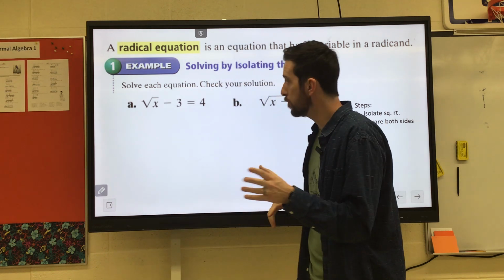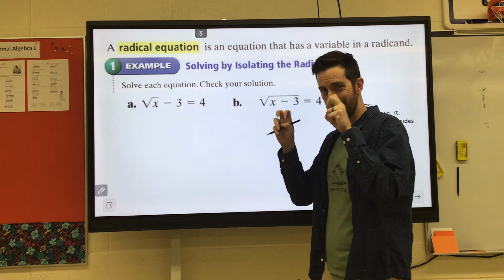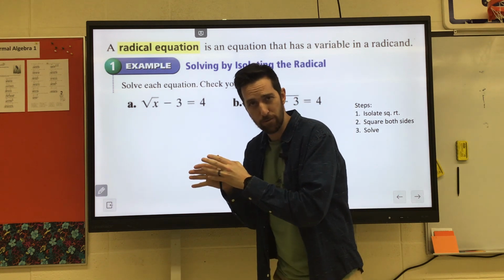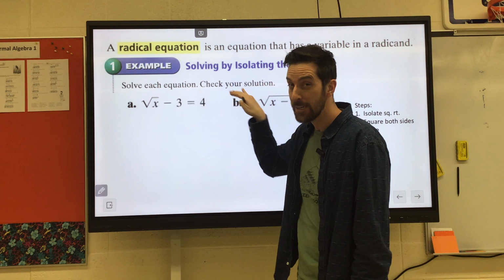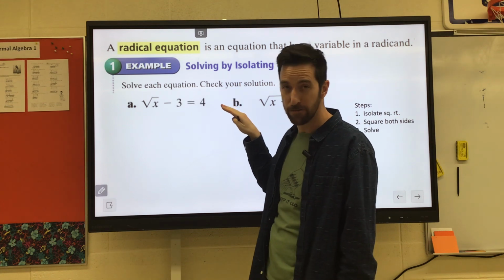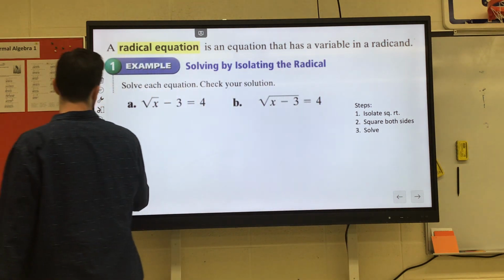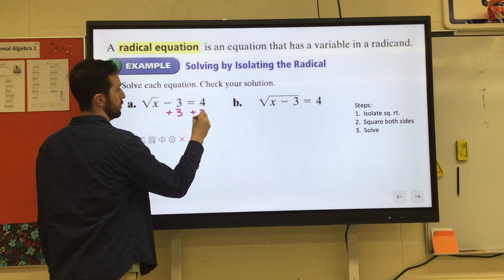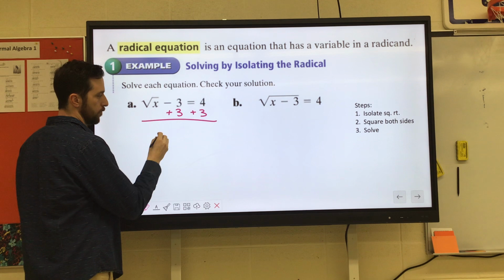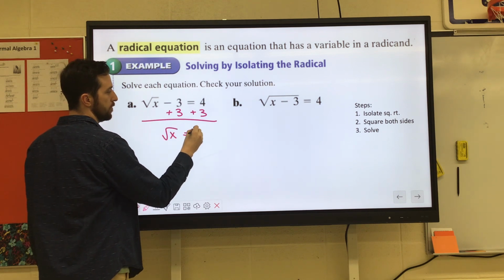So our first goal with these is to isolate the radical. Get it so it's just the square root on both sides. So on A here, it's the square root of x minus 3. We got to get rid of that minus 3 first. So we're going to add 3 to both sides. The square root of x equals 7.